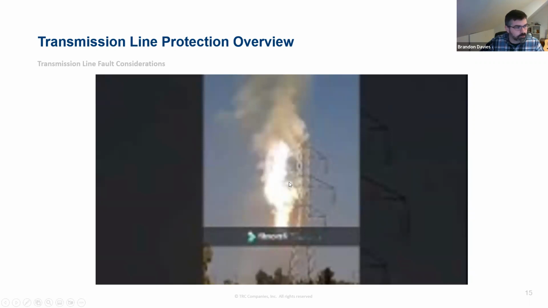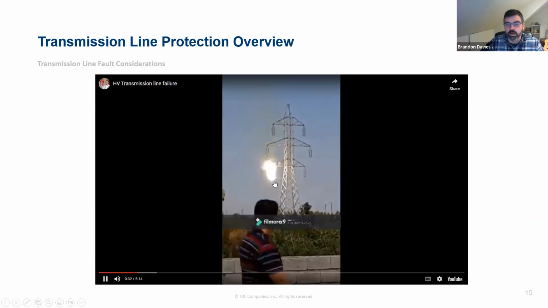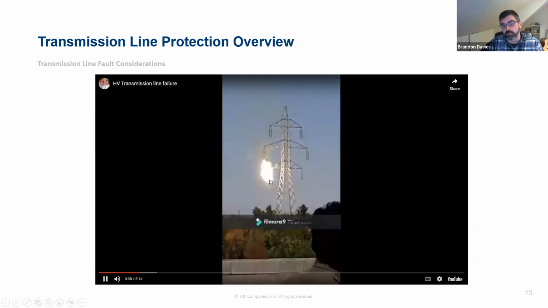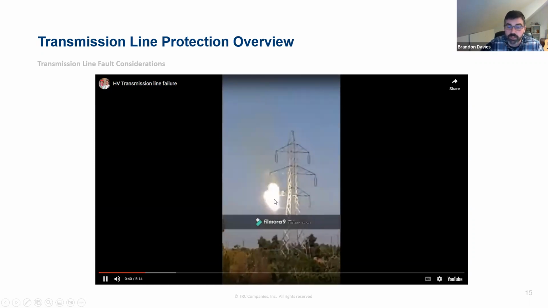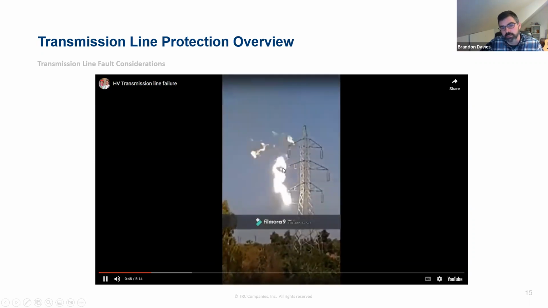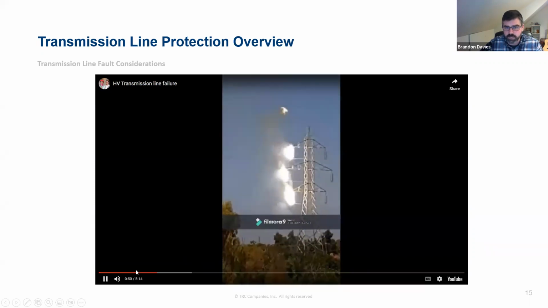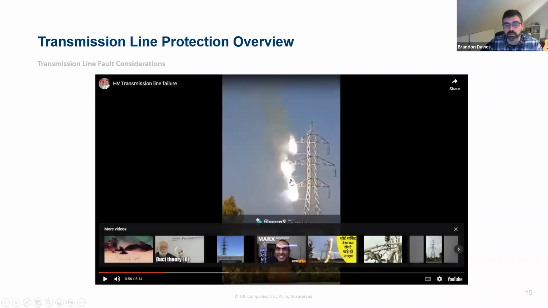So I've got a quick video here of a transmission fault. That's an evolving fault. You can see it flashing over and arcing across one of the phases, and that arc eventually works its way up to another phase, and then finally the third phase. It changes from the inception of the fault to the final configuration of the fault.